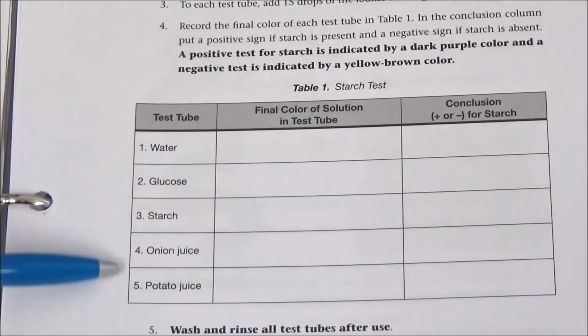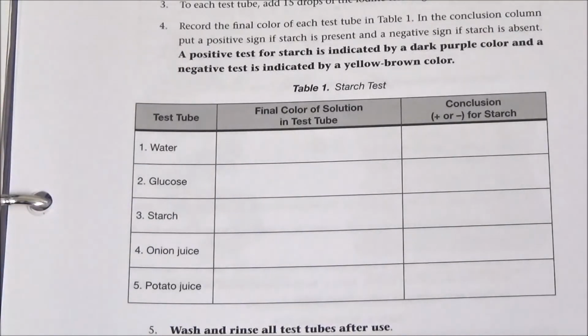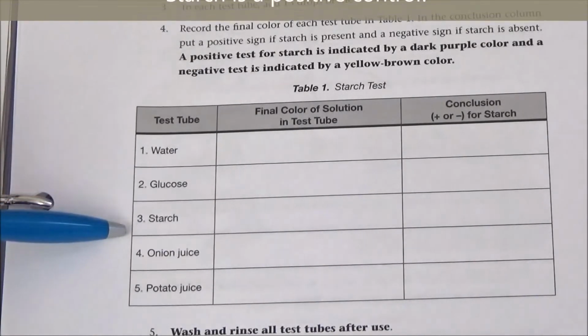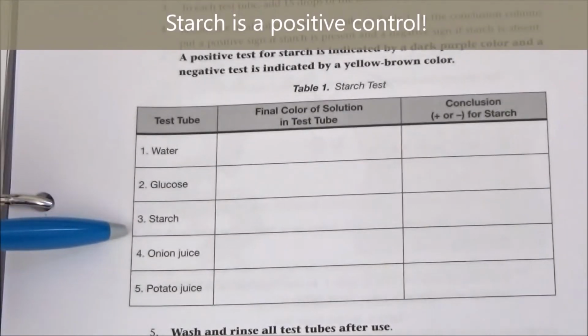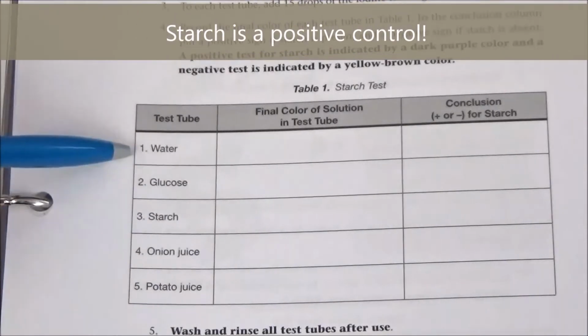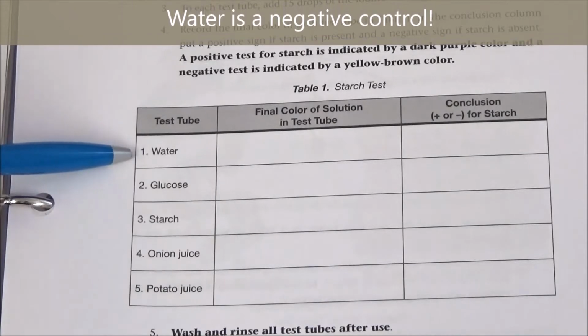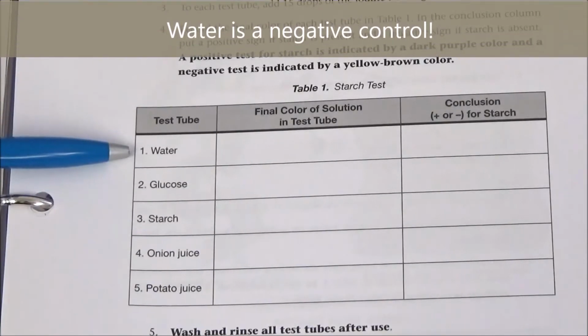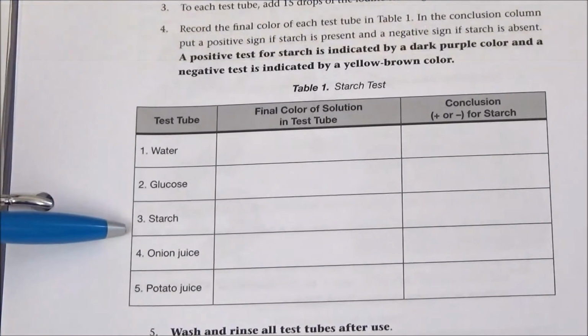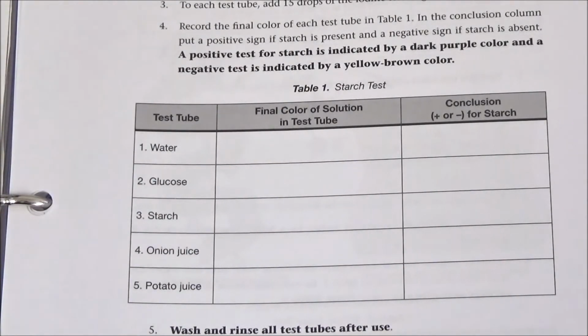These are the 5 solutions that we are going to test for the presence of starch using iodine. Right away you might notice that one of them is starch, so we would expect that one to give us a positive result. And water, of course, is our negative control, because water doesn't contain starch. So we would expect tube 1 to show us a negative result and tube 3 to show us a positive result. I'm going to follow the instructions in part 1 and then look at the color.